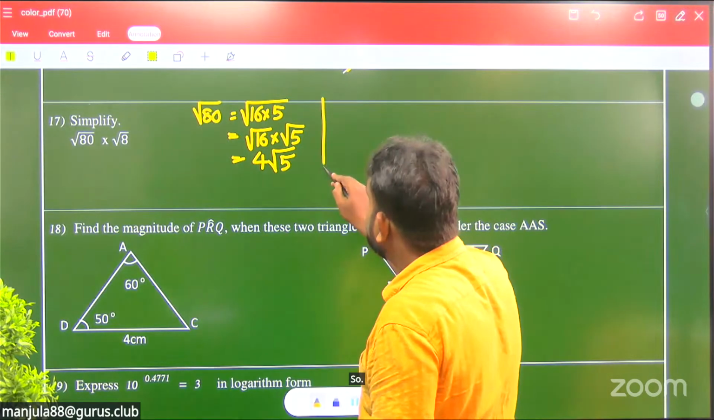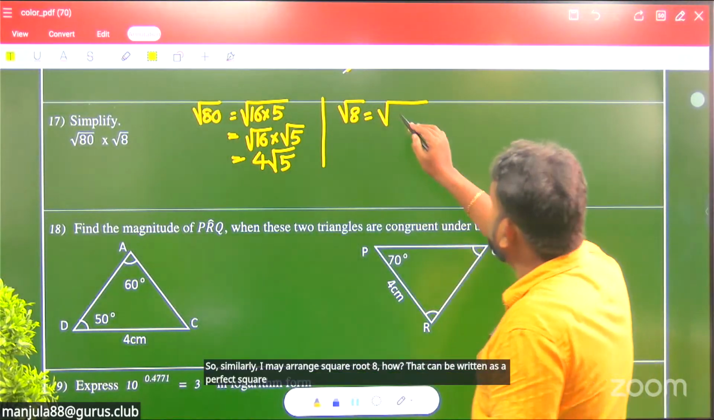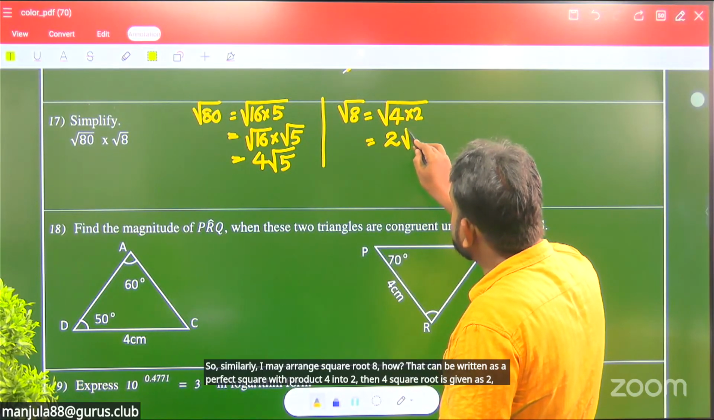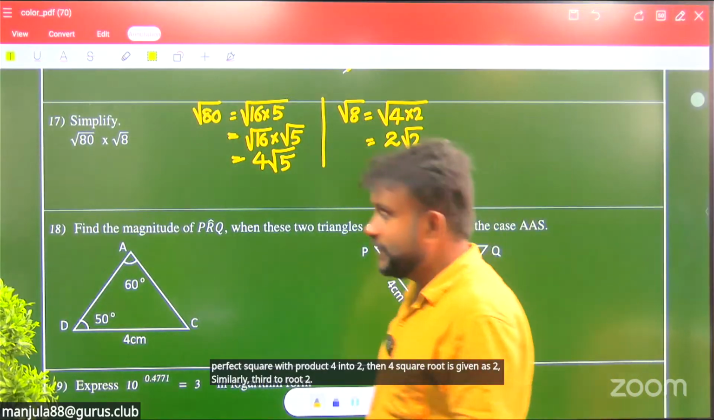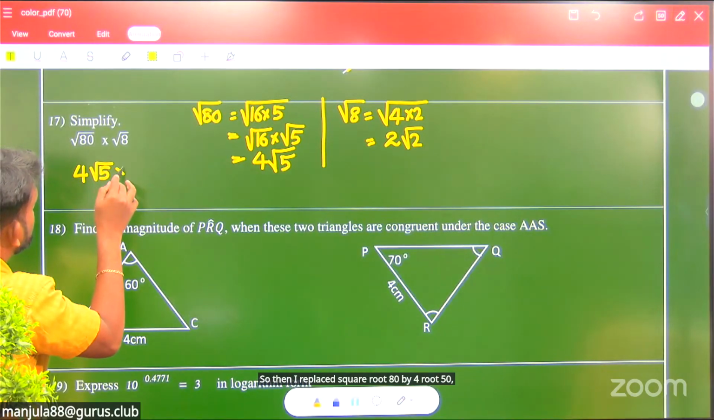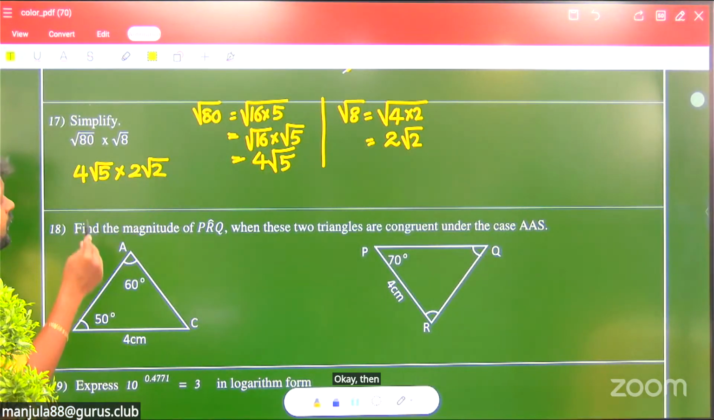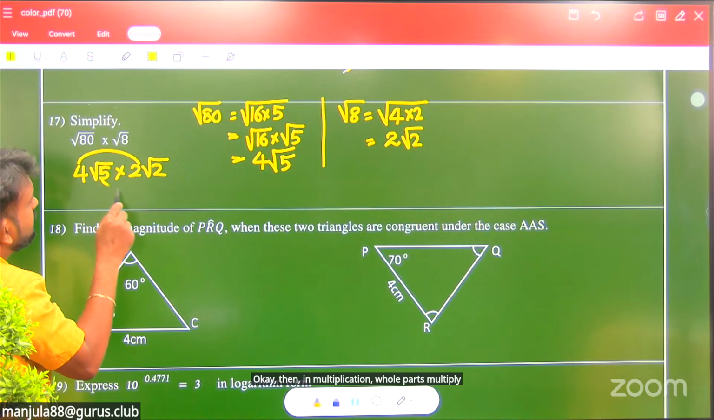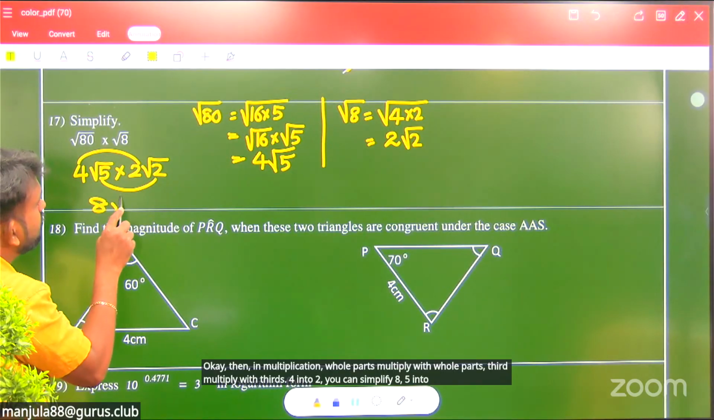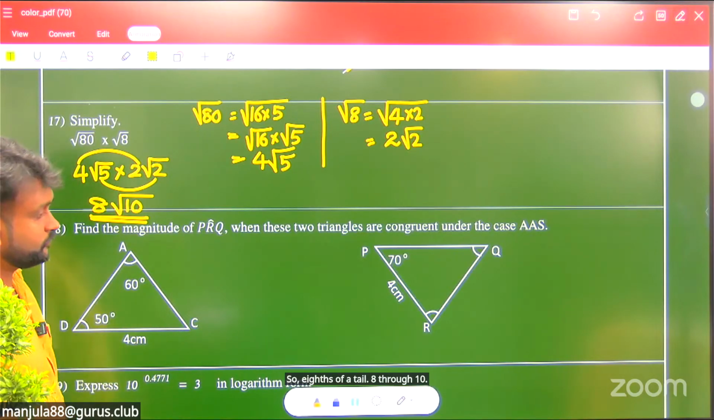Similarly, I may arrange square root 8 as a perfect square product, 4 into 2. Then the square root of 4 is 2. Similarly, the surd 2, so 2 root 2. So then I replace square root 80 by 4 root 5, multiplied by 2 root 2. Okay, in multiplication, whole parts multiply with whole parts, surds multiply with surds. 4 into 2 you can simplify as 8. 5 into 2 surds you can write as 10. So 8 root 10. Right. So that is the answer.